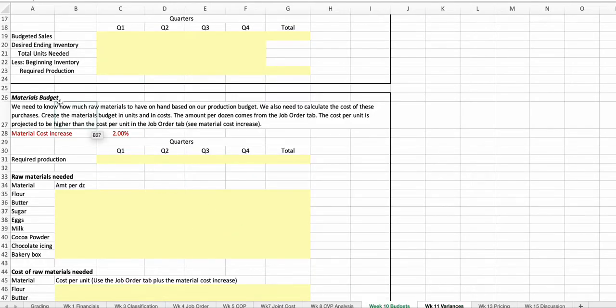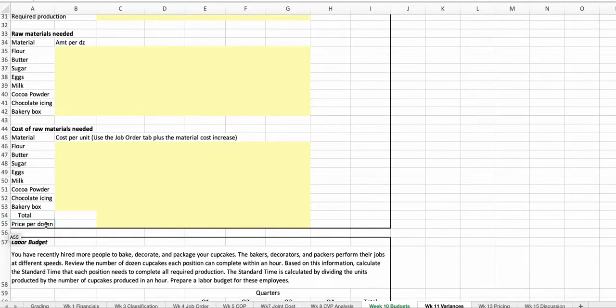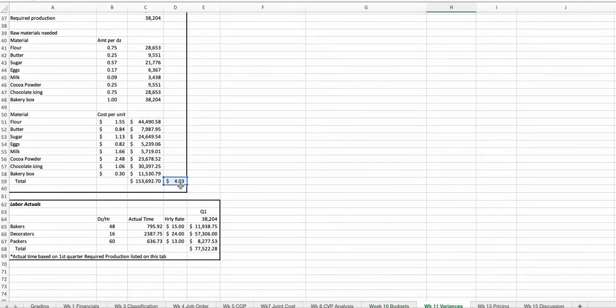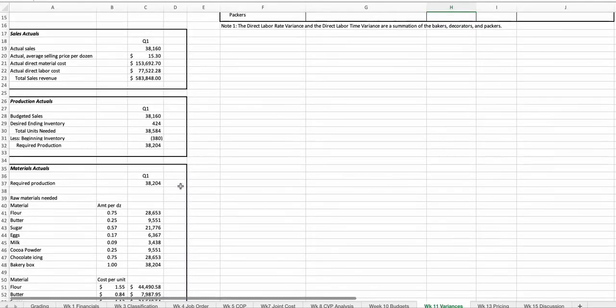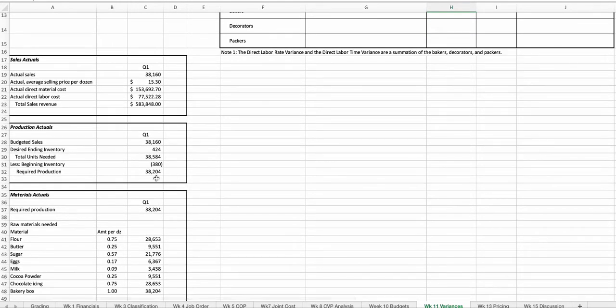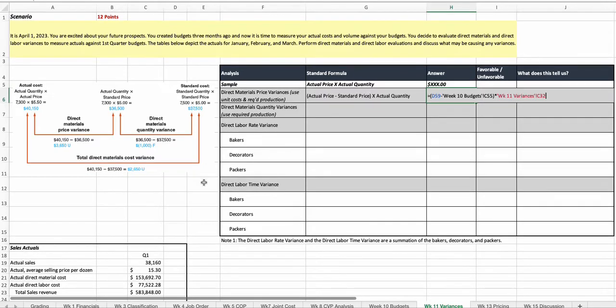And so now I'm over here, I'm in my materials budget again, and I'm going to get my price per dozen. And remember, I did say choose your first quarter, and your first quarter price per dozen should be here. I'm going to close up my parentheses, and I'm going to multiply that by my actual quantity. So our actual quantity that we produced is right here. Those are our production actuals, 38,204. So I'm going to scroll up so that we can see the formula. And there we go. We have our actuals. We subtracted out our standard price, and we multiplied it by the actual quantity. This gives me an answer of 153 and some change.